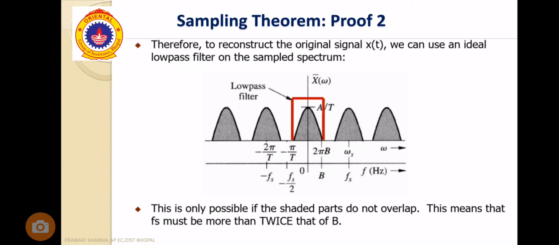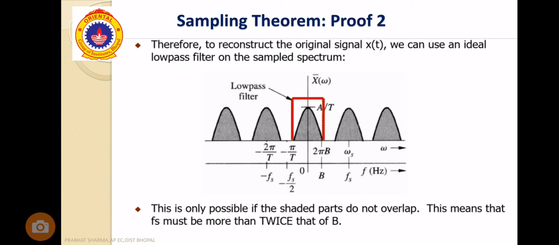Now the proof of sampling theorem, part 2. Suppose this is the frequency domain of the sampled signal, the frequency domain of the sampled signal x bar(omega). The next sample is at fs and the frequency of the message is B.